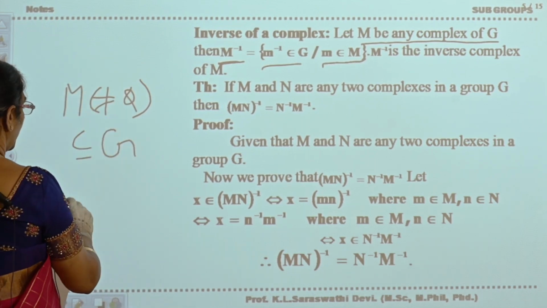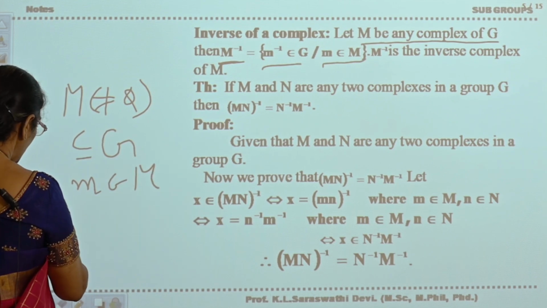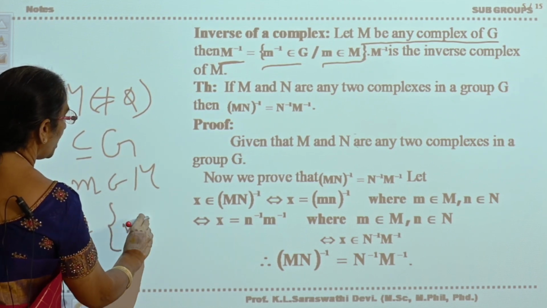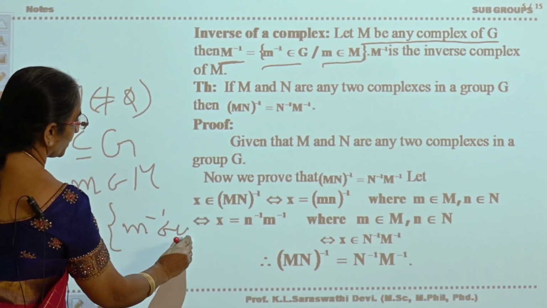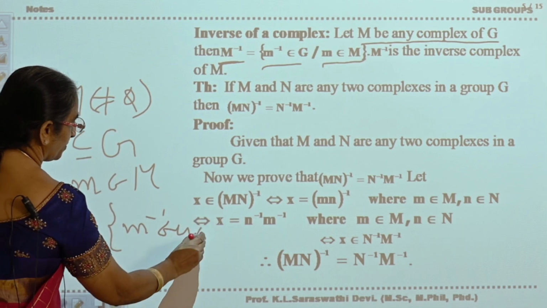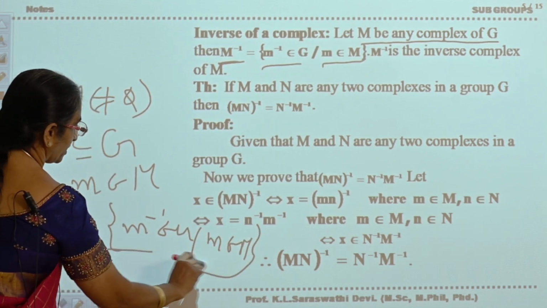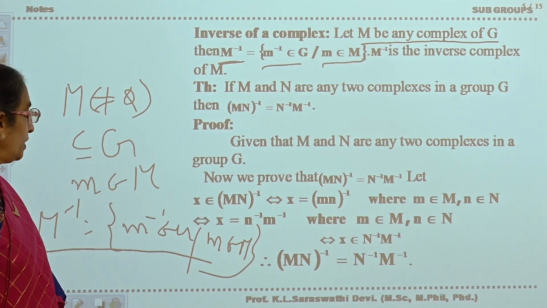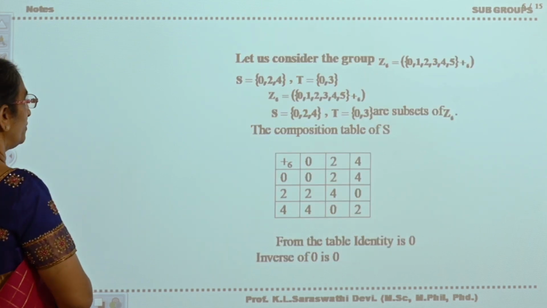Now, if you take m belongs to M, then capital M inverse is nothing but the set of all m inverse. Where is m inverse? This is in G, where m belongs to capital M. That only I have written there. Then it is said to be the inverse of the complex. Now is it okay? Next, the inverse of the product of the complexes.